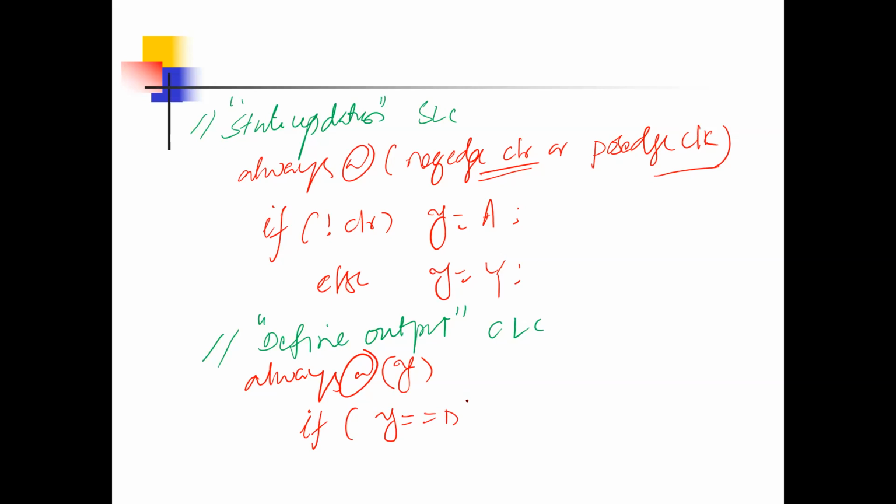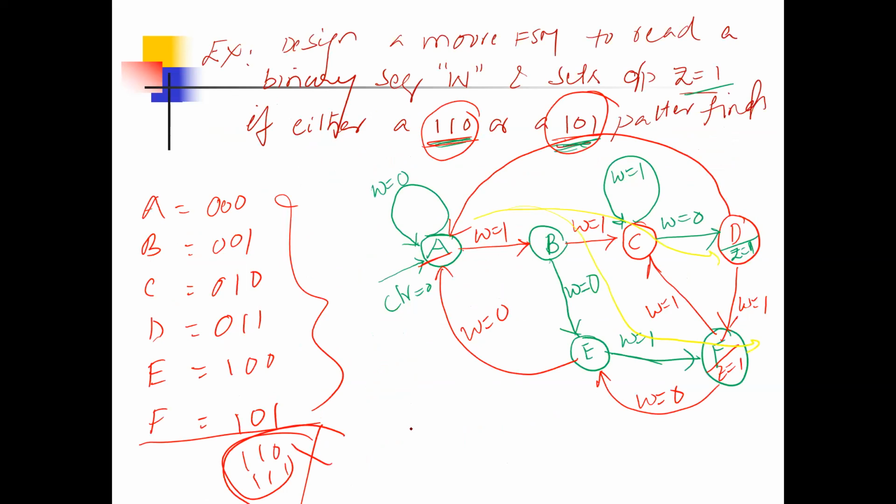And one more case is or: y is equal to F. Two cases. Sorry, D means 110, F means 101. Now if this is true, then z is equal to 1. Otherwise, if it's false, else write z is equal to 0. So end module. And this is the complete Verilog program for this problem.